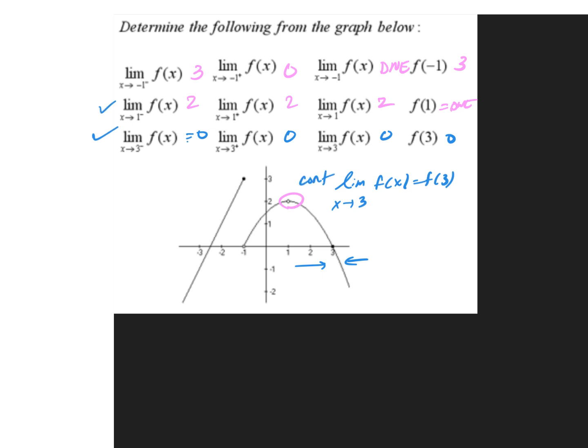The second row would have to do with a hole or a removable discontinuity. So that would be that the limit as x goes to 1 of f of x equals 2, but that does not equal f of 1, right? Because there's a hole there, it does not exist. So that's not continuous. This whole row was continuous. This was not continuous. And then the last one would just be a jump, right? Because the limit from the left does not equal the limit from the right. So this would be a jump.